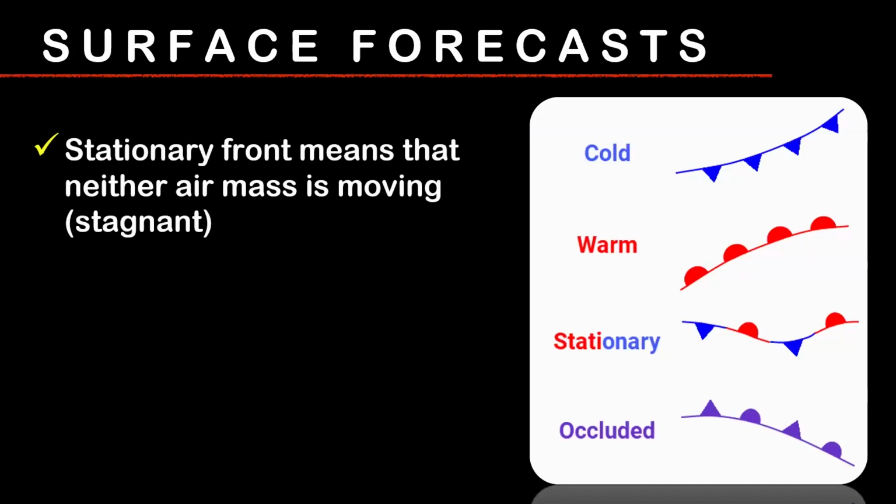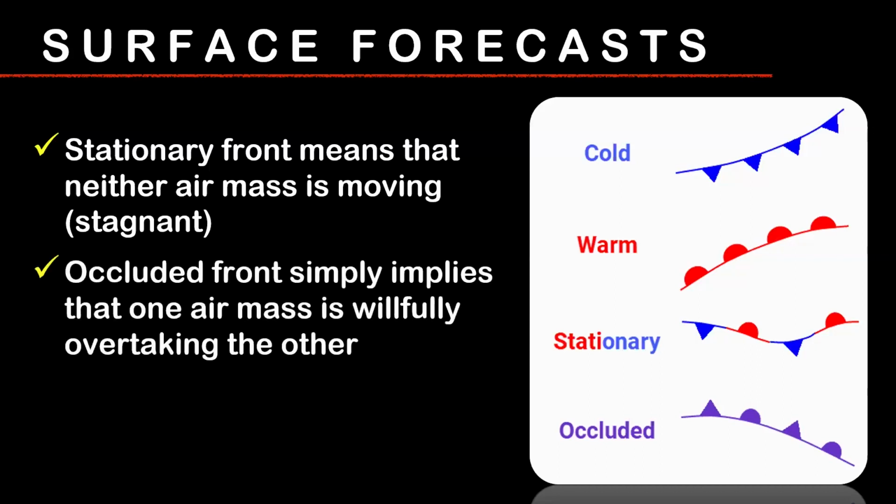A stationary front is simply just that. Air masses are not moving, they're stagnant. And the one that's the most difficult one to explain to pilots is an occluded front. Essentially, an occluded front simply implies that one air mass is willfully taking over the other.